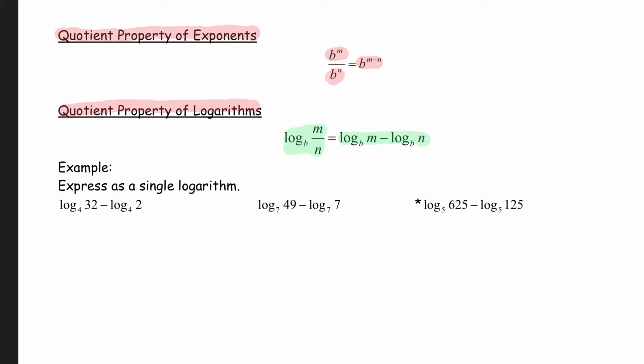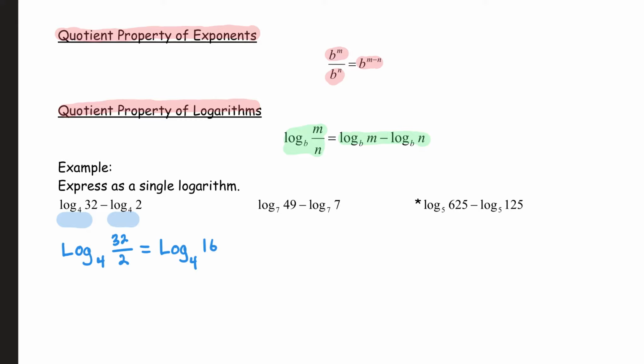So what we're going to do is express the following as a single logarithm. So the first thing you need to ask is, do you have the same base? In this case, you do have the same base, so you're going to write log base 4, and you're going to find the quotient, which you're going to write as 32 divided by 2. And we're going to go ahead and divide, so we have log base 4, and 32 divided by 2 is 16.